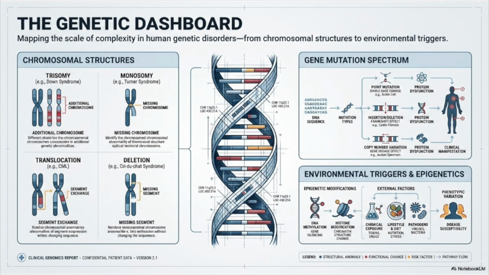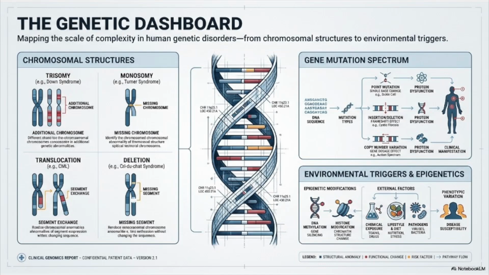A point mutation is a single base change, like the one causing sickle cell disease. Insertion or deletion mutations cause a frame shift effect, as seen in cystic fibrosis. And copy number variations affect gene dosage, which is linked to conditions on the autism spectrum.